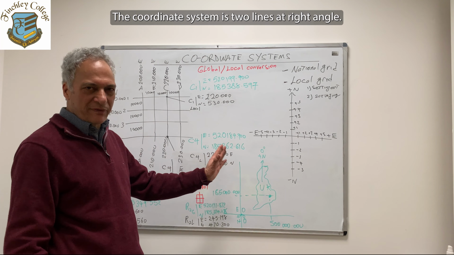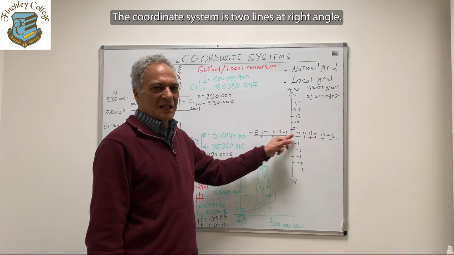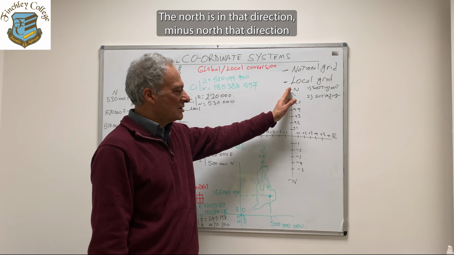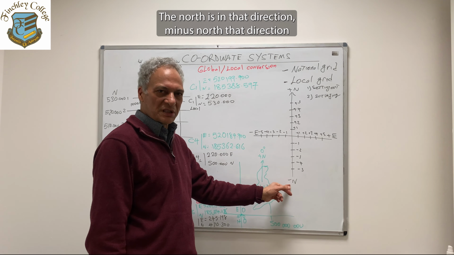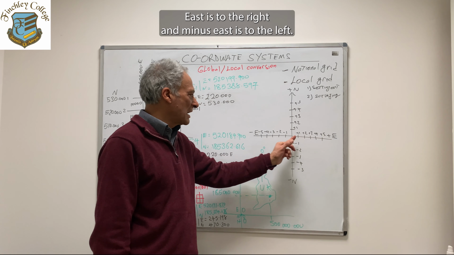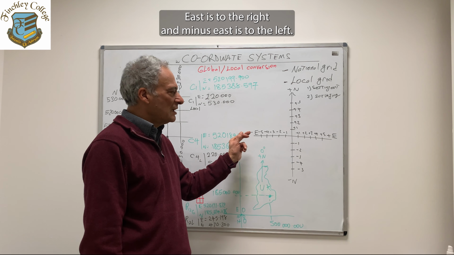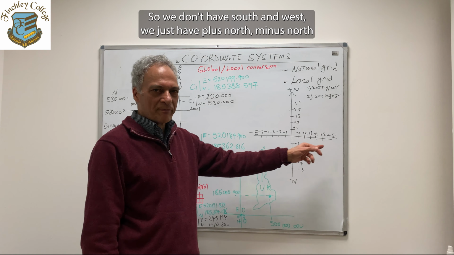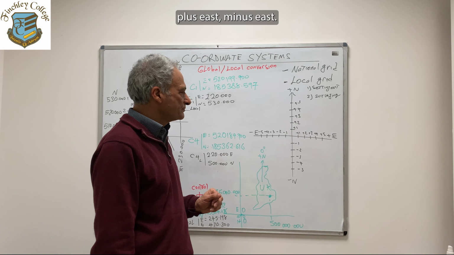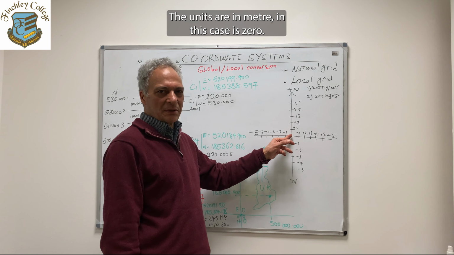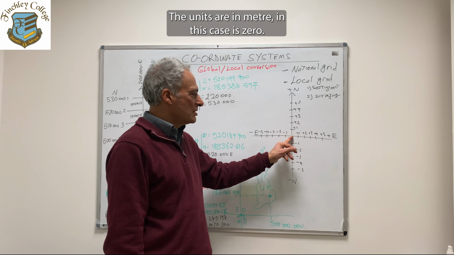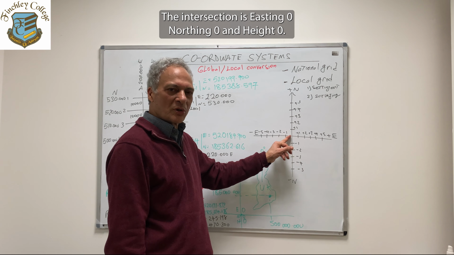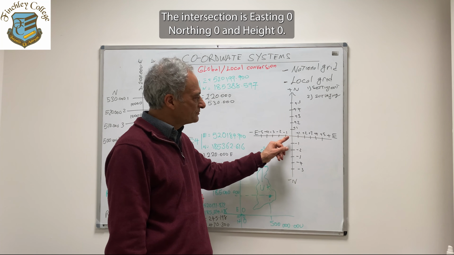The coordinate system, before I start that, is two lines at right angle. So this is 90 degrees. The north is in that direction, minus north this direction, east is to the right, and minus east to the left. So we don't have south and west, we just have plus north, plus east, minus east. The units are in meters, in this case. 0 is the origin, the intersection is easting 0, northing 0, and height 0.